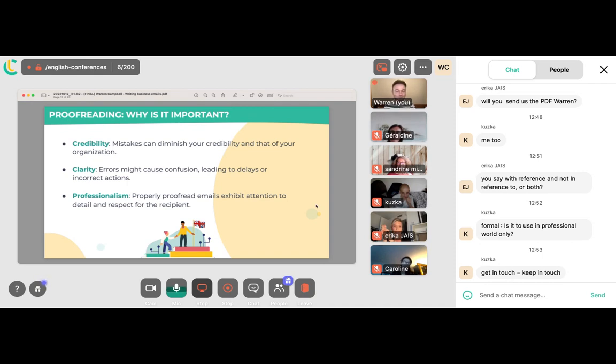So credibility, okay, so mistakes can diminish your credibility and that of your organization. So it's important to make sure that you proofread everything effectively. Errors may cause confusion, they may lead to delays or perhaps even incorrect actions in more serious cases. The wrong use of a verb could confuse the reader and they might do something that's completely different to what you want. Professionalism, okay, so properly proofread emails exhibit attention to detail and respect for the recipient as well.